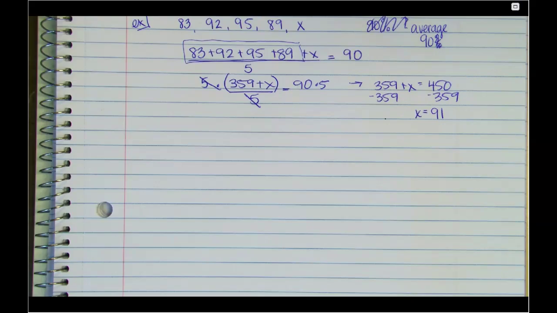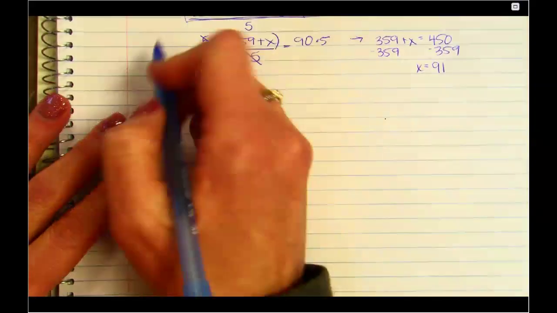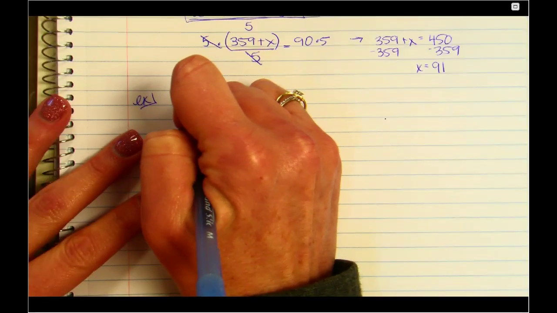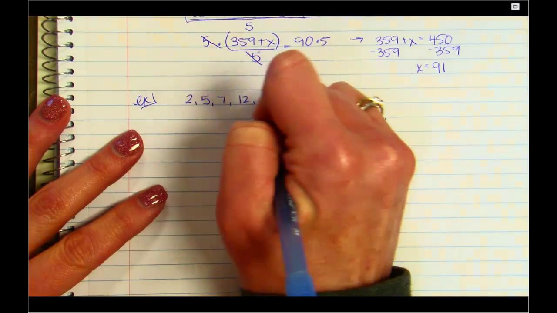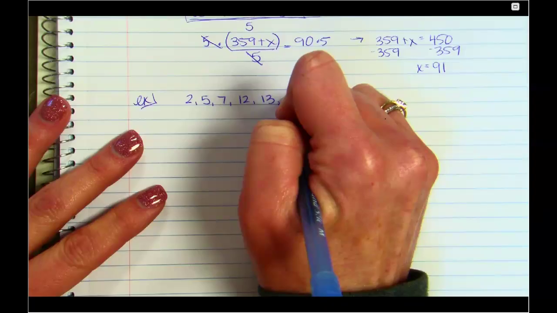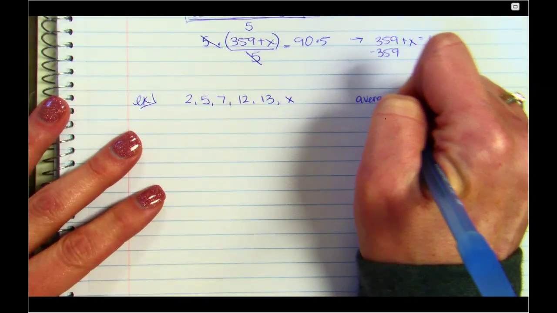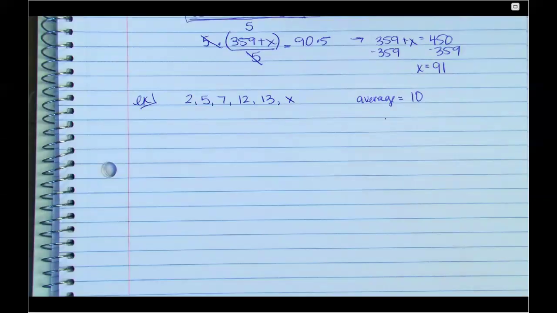Okay, now what we're going to do is the same process. I'm just not going to tell you it's going to be quizzes. So I'm going to give you the numbers, I'm going to give you the average, and we have to find the missing piece. Okay, so here we go. Let's say we've got 2, 5, 7, 12, 13, and x. And we know that the average is 10.